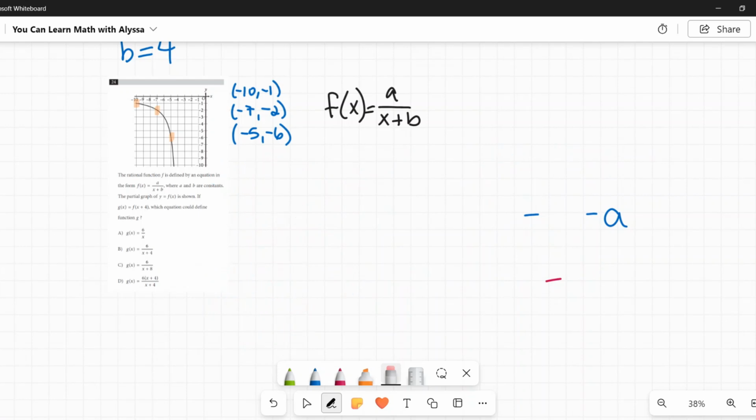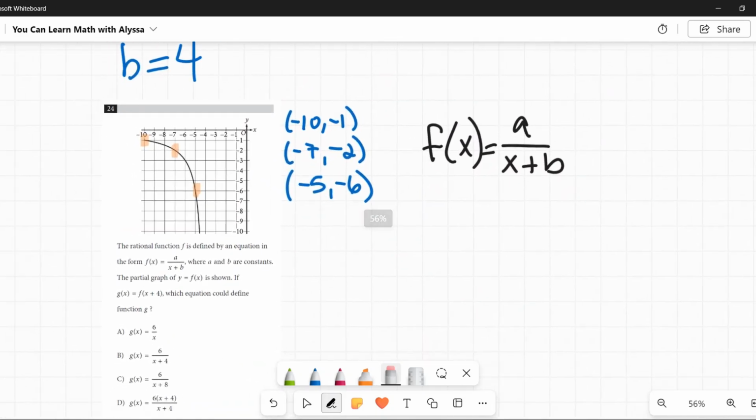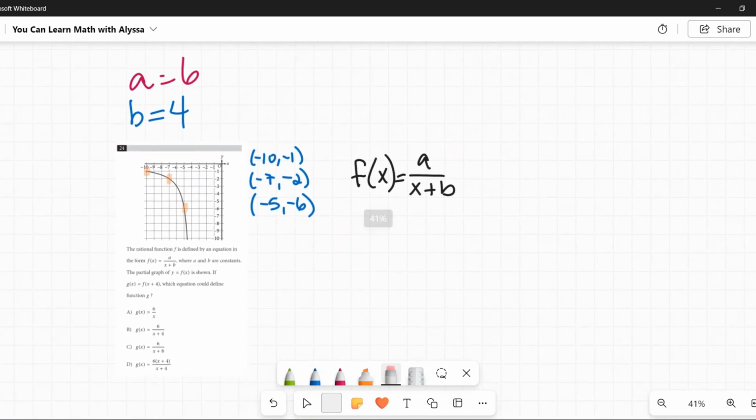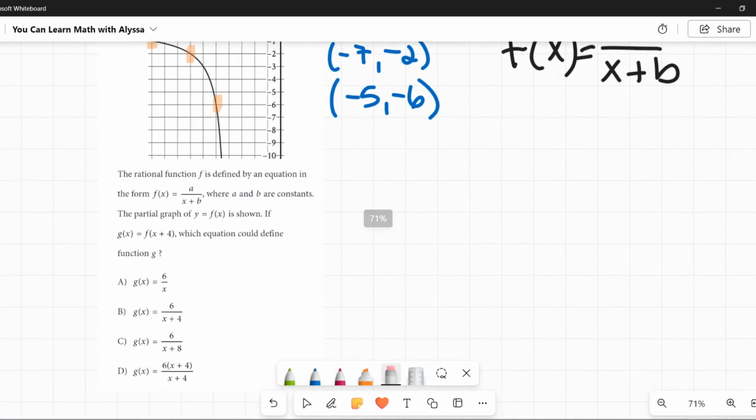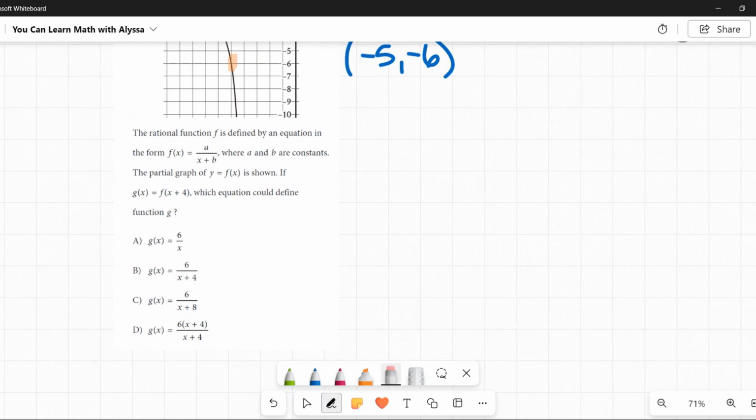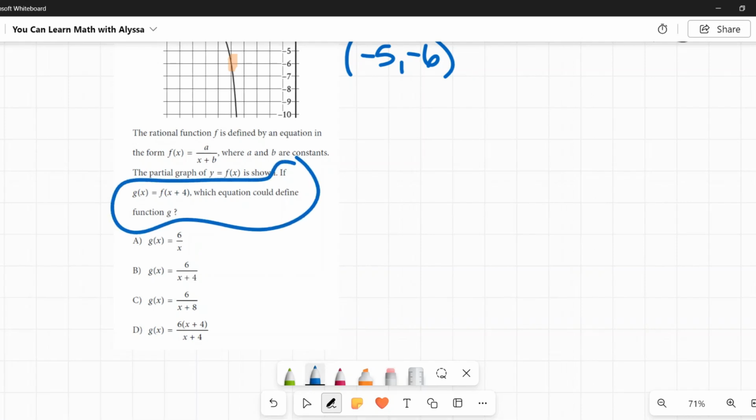All of that just to find out that a was 6 and b was 4. Now let's go back and look at our problem here. It says, if g of x is equal to f of x plus 4, which equation could define g?